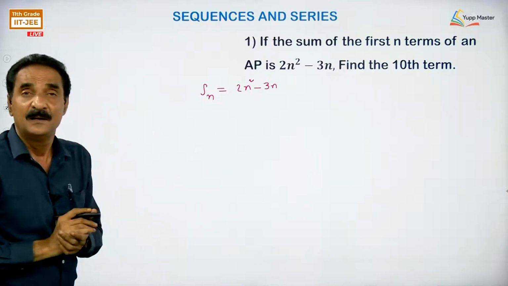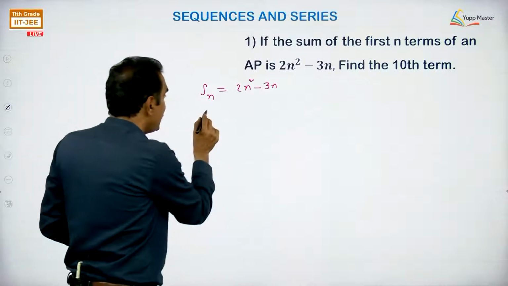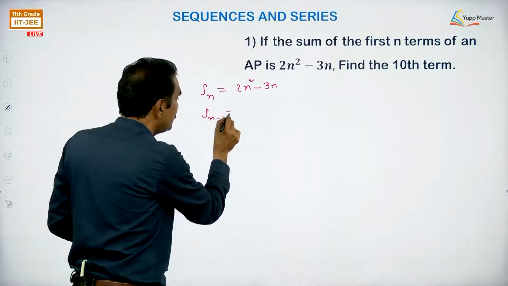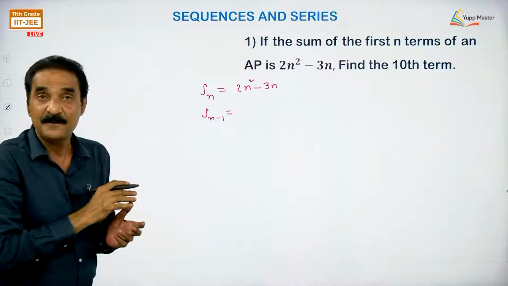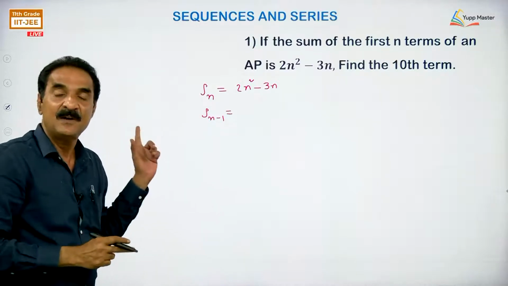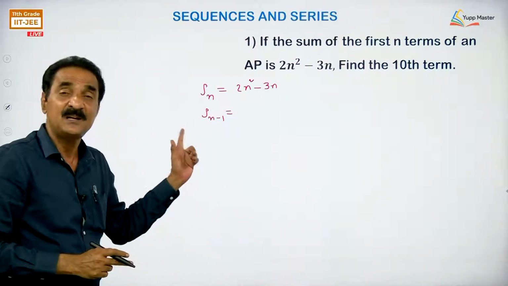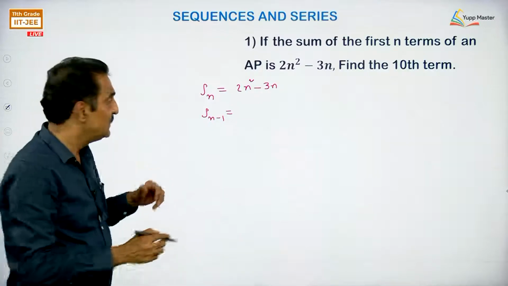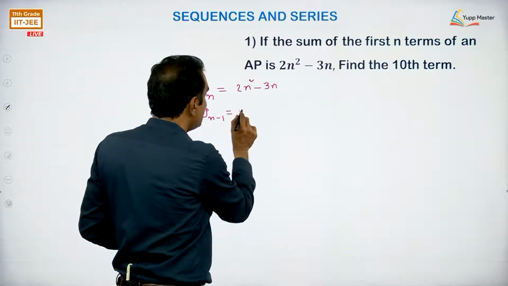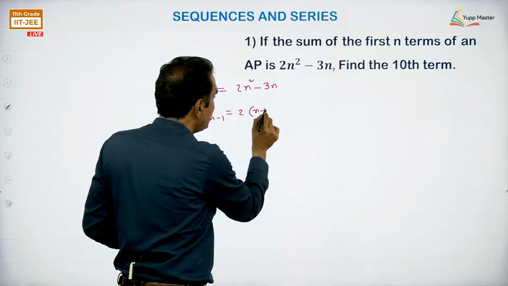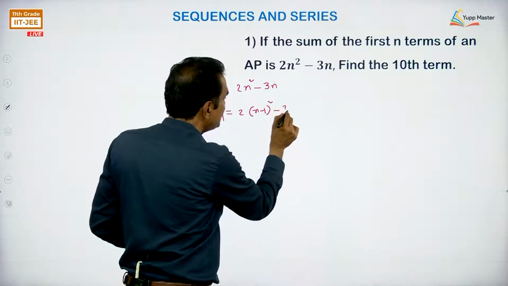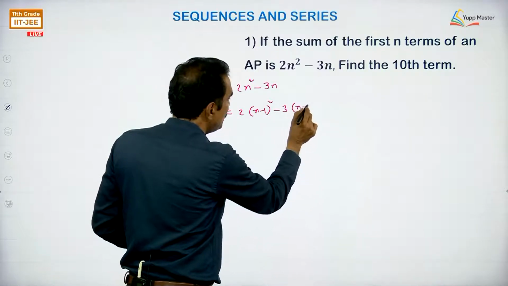Right. Now, you find Sn minus 1. What is it? It is the sum of the first n minus 1 terms, T1 plus T2 plus T3 and so on till Tn minus 1, by replacing n by n minus 1: 2 into n minus 1 whole square minus 3 into n minus 1.